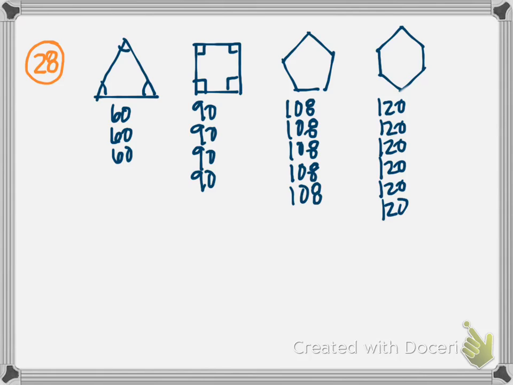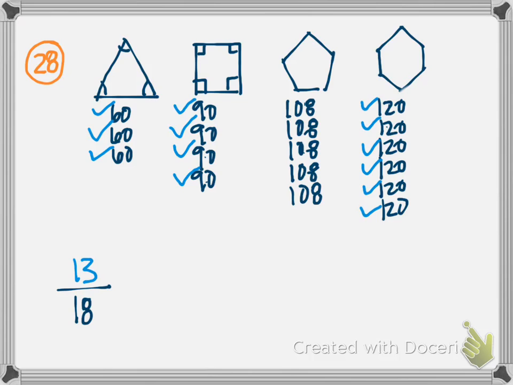So first of all, we got to figure out what's our total. We've got 1, 2, 3, 4, 5, 6, 7, 8, 9, 10, 11, 12, 13, 14, 15, 16, 17, 18 possible angles to pick. Now the ones that can be divided by 30 evenly, I'm going to check off. I know 60 is divisible by 30. I know 90 is. 108 is not. I know 120 is. So if I add up the ones that are checked, I've got 7 and 6, which is 13. The 108s don't count into that, so 13 out of the 18, that does not simplify.